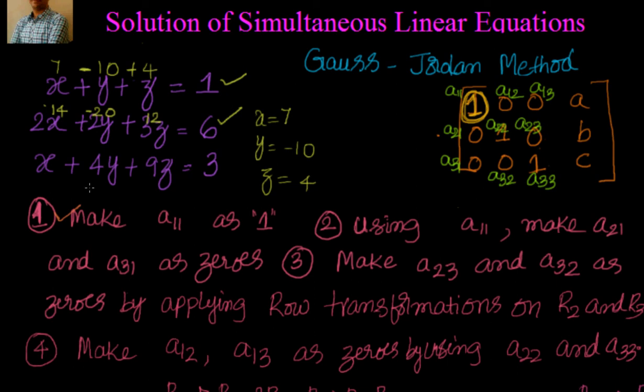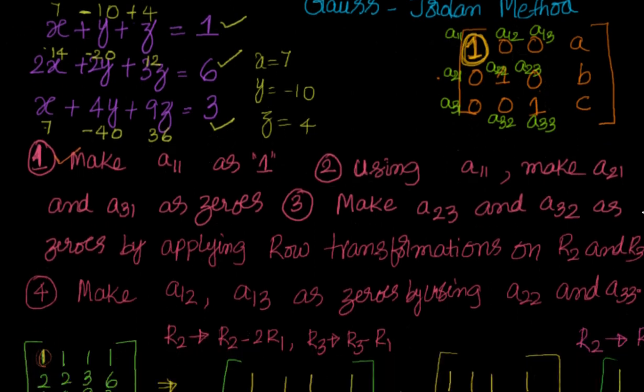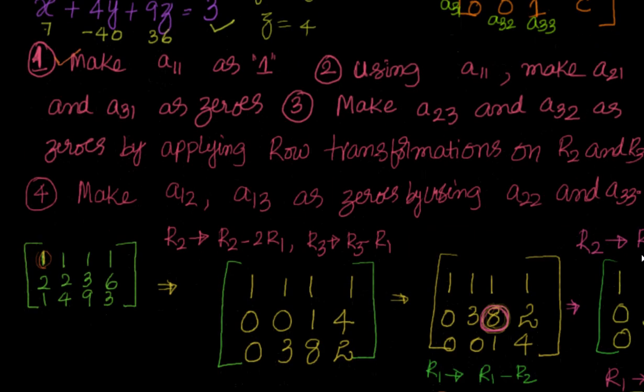That's done. X is 7. 4y is minus 40. 9z is 36. 7 plus 36 is 43. 43 minus 40 is 3. So you can see the solution of this simultaneous linear non-homogeneous equation is 7, minus 10 and 4. So how to do that?